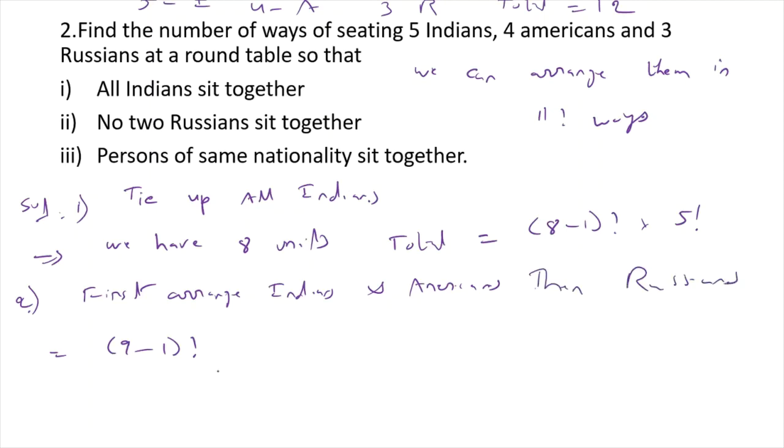So Indians and Americans can be arranged in 9 minus 1 factorial ways, which is 8 factorial. And after arranging these 9 people, we have 9 gaps. So these 9 gaps can be filled with these 3 Russians in 9p3 ways. Therefore, the total number of arrangements is equal to 9 minus 1 factorial times 9p3, which is going to be 8 factorial times 9p3. Now coming to the third one.